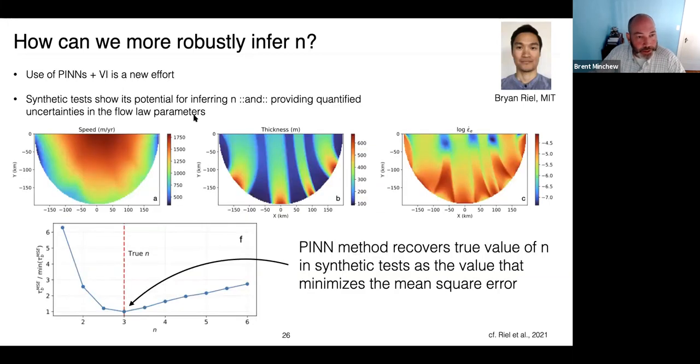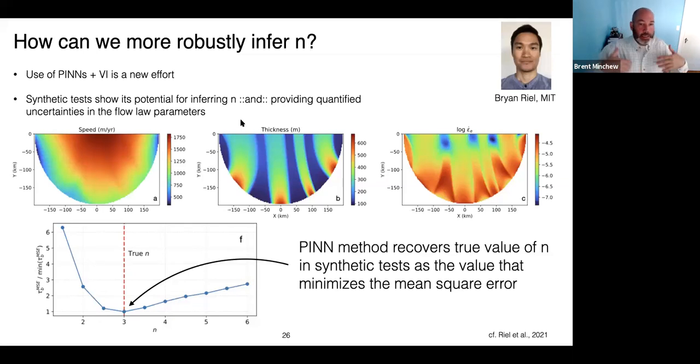So I'm not going to talk too much about this work because it's all brand new and we're getting to the end of our time. But basically, the synthetic tests that we've done on this show a real potential for inferring the stress exponent N, as well as the prefactor in Glen's flow law, and providing quantified uncertainties associated with these things that are informed by the uncertainties in the observations themselves, and some other ways of constraining the uncertainties related to the simplification of the physical model that we use to make these inferences.